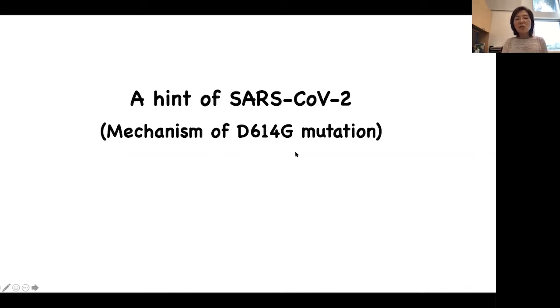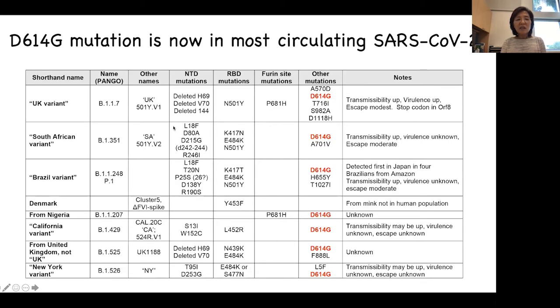So I'm going to talk about SARS coronavirus, the mechanism of this D614G mutation. This D614G mutation was detected for the first time in January 2020. That was longer than a year ago. So why do we talk about it? Because it's an old story, but not, because every single current variant has the D614G mutation.